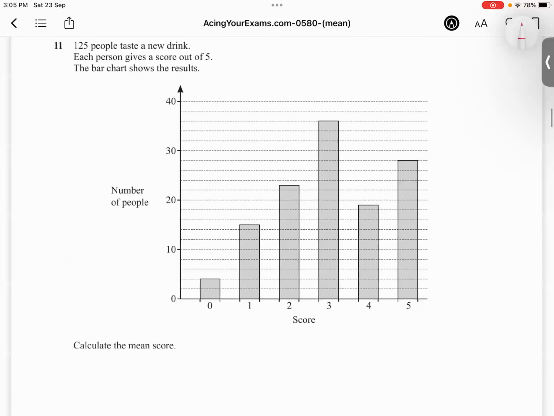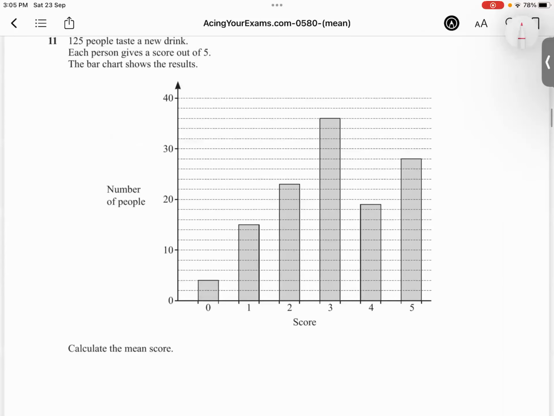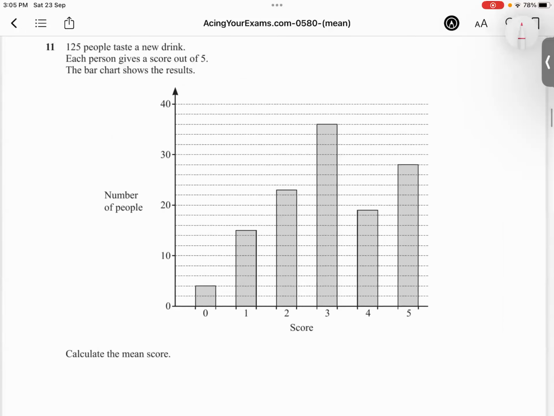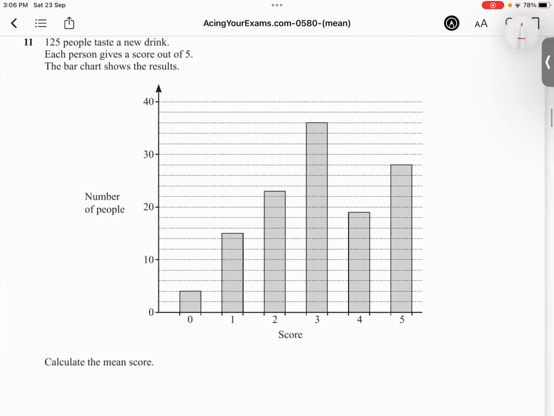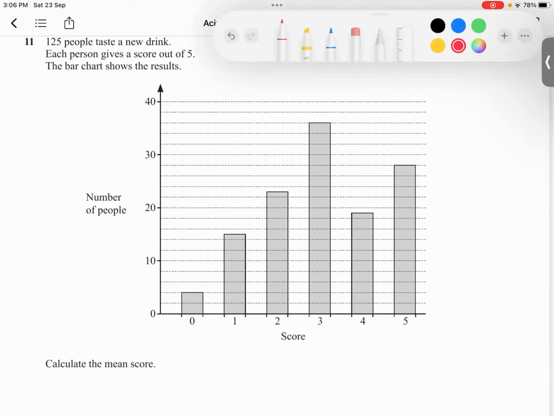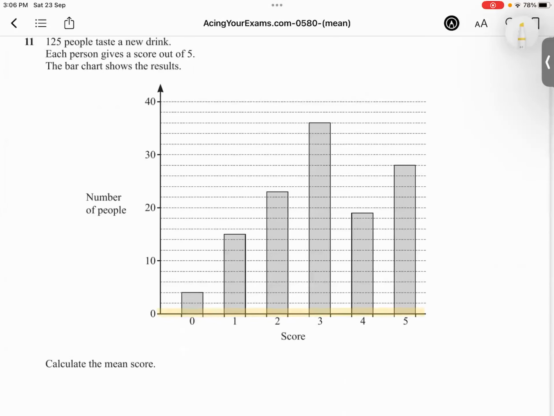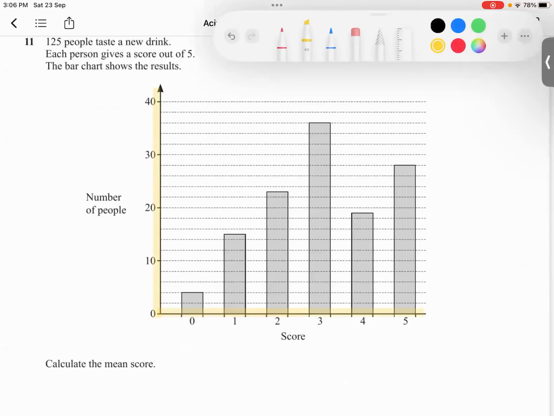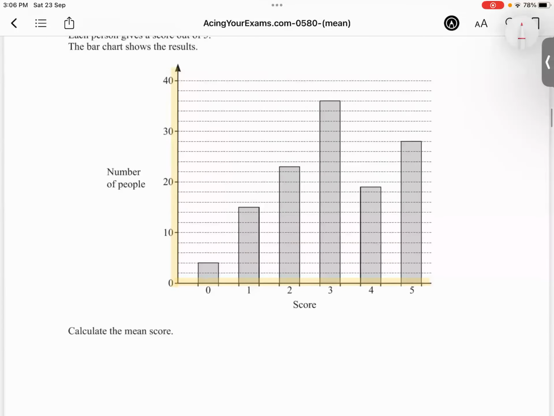You can get the question in the form of a bar graph as well. According to this, 125 people taste a new drink and each person gives a score out of 5. The bar chart shows the result. Let's see what this bar chart is showing; first let's understand it. The x-axis is the score and the y-axis is the number of people. So it means that I can make a table as well, if we want to understand the data.